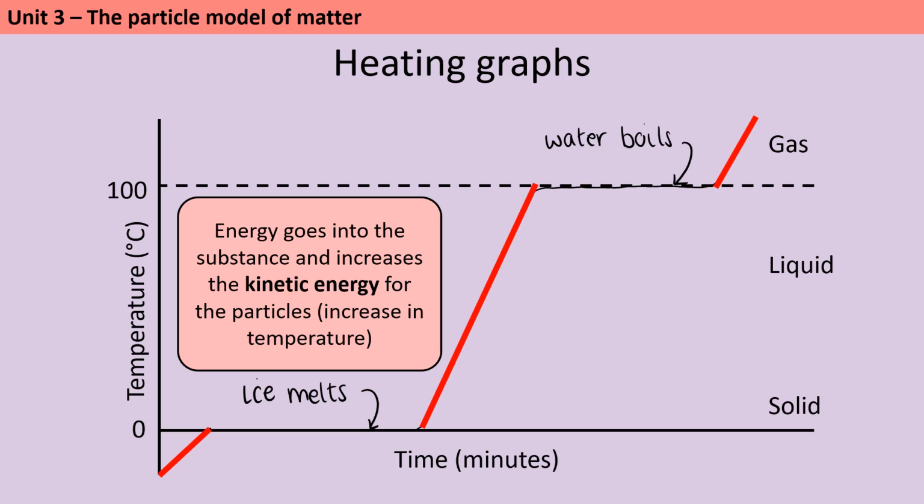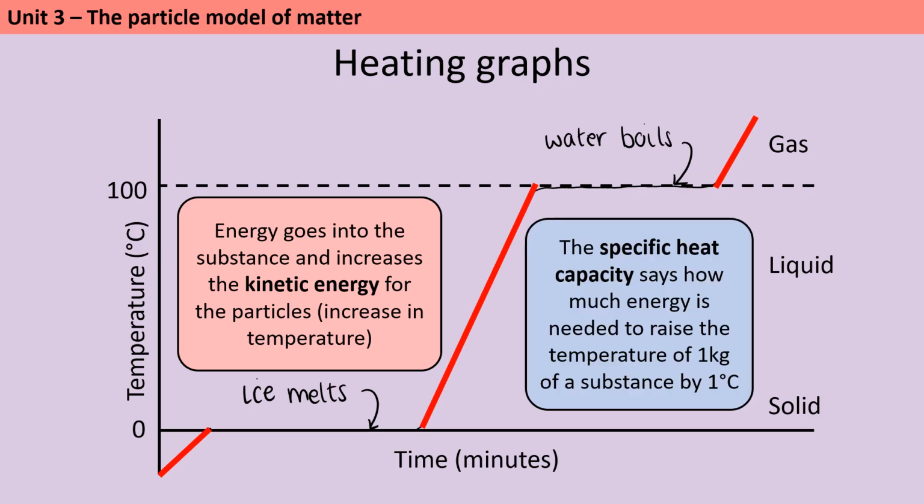So the red bits of the graph here represent places where the energy is going into the substance and it's making the particles move faster. So if it's a solid like ice, then the particles are vibrating faster on the spot, and if it's a liquid like water, the particles are moving faster past each other, and so the temperature is increasing. If I want to know exactly how much energy it's going to take to do this, then we need to know the specific heat capacity, which we met earlier in the energy topic, and that tells us how much energy is needed to raise the temperature of a substance by 1 degree C.